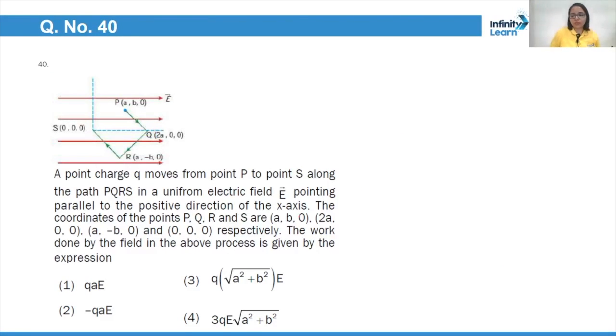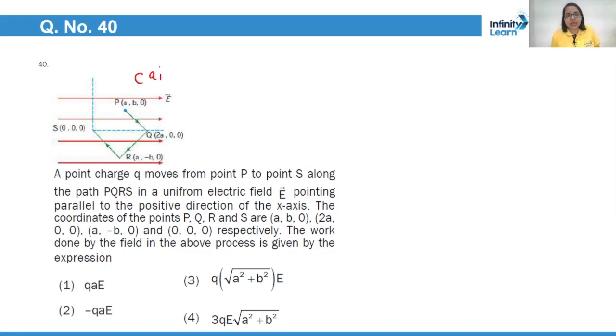Next is question number 40. A point charge Q moves from point P to point S along the path PQRS, okay, in a uniform electric field. The work done by the field in the above process is given by the expression. Since electric force is a conservative force, the work done will be path independent. It depends on the initial and final point, right? So initial point is A, B, 0.